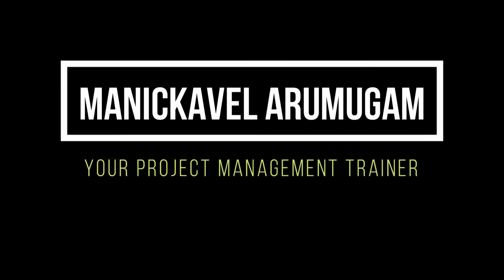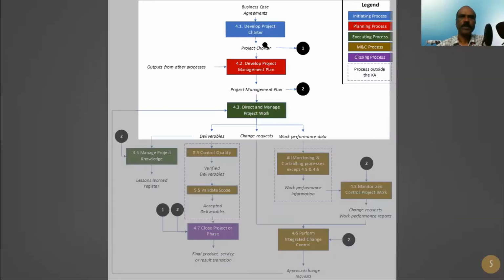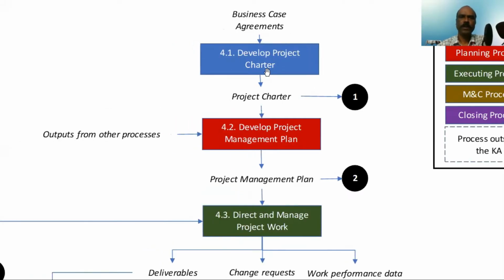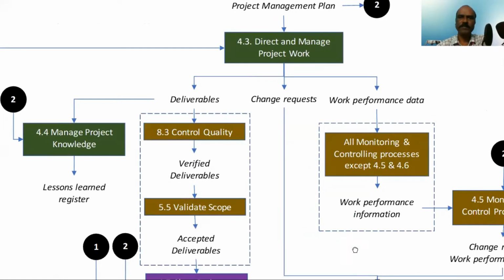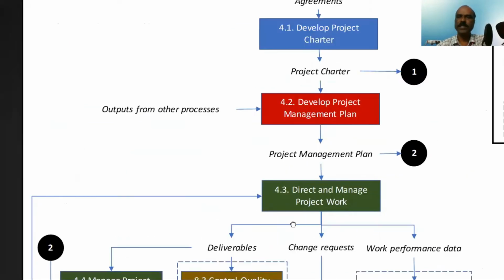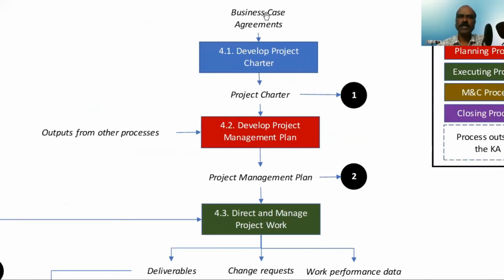Now let's look at this flow chart. Now you can see here the boxes, right? Every box is a process. For example, here, this box 4.1 develop project charter is a process. 4.2 develop project management plan is a process. So there are 7 processes here, right? Within integration knowledge area. And each process takes some inputs and creates some outputs.